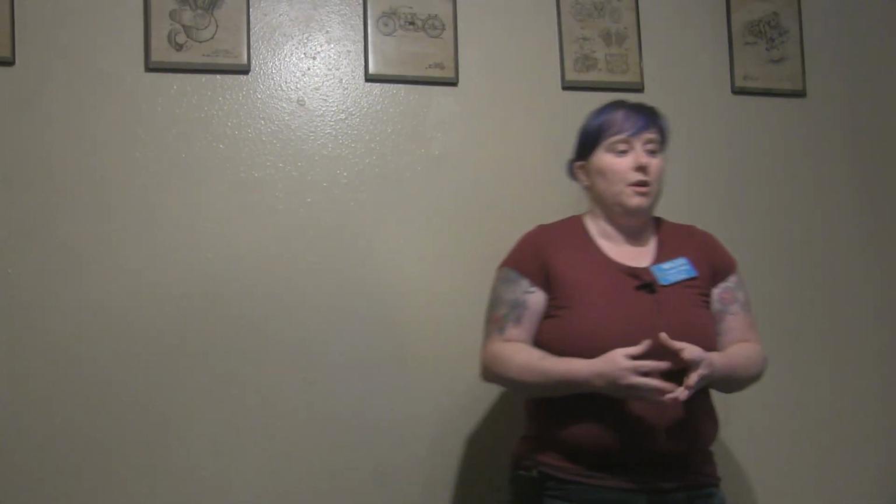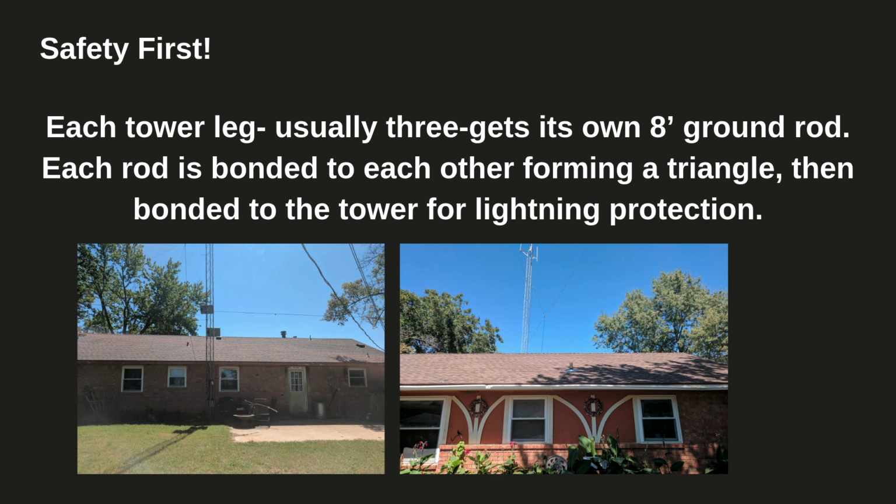Here's a picture of our backyard. It shows our little 40-foot tower antenna. I think it's actually a 48-foot tower, and 8 feet is underground. Each tower leg, usually 3, gets its own 8-foot ground rod. Each rod is bonded to each other, forming a triangle, and then bonded to the tower for lightning protection. As we had some storms roll through, we went ahead and unhooked the antenna from the radio to make sure we didn't have any issues from that. So that's another good safety thing to remember.